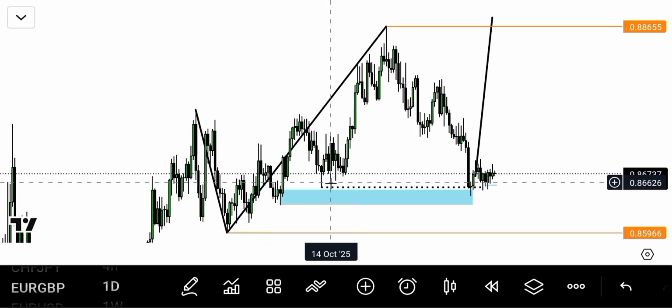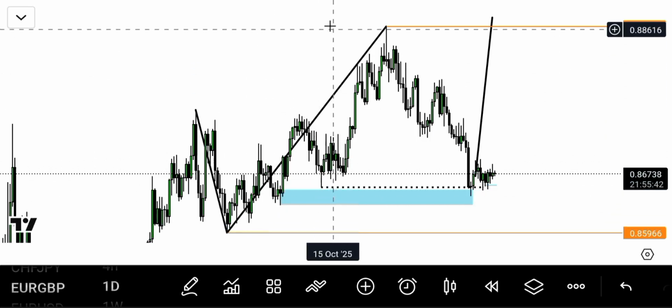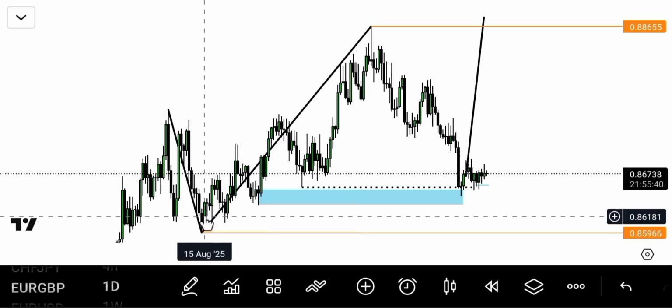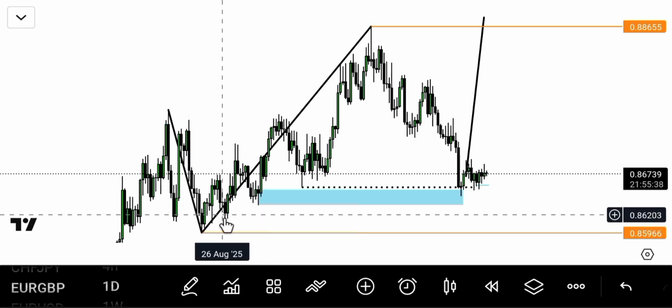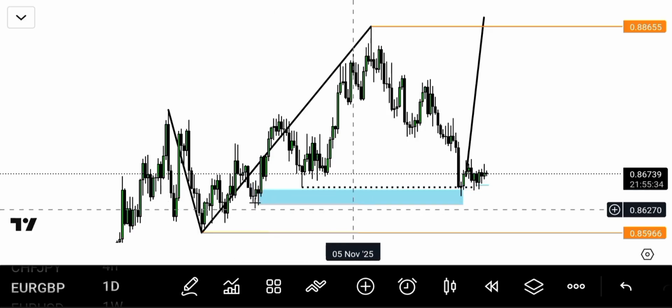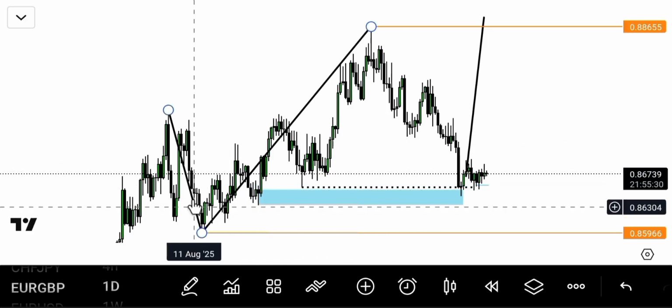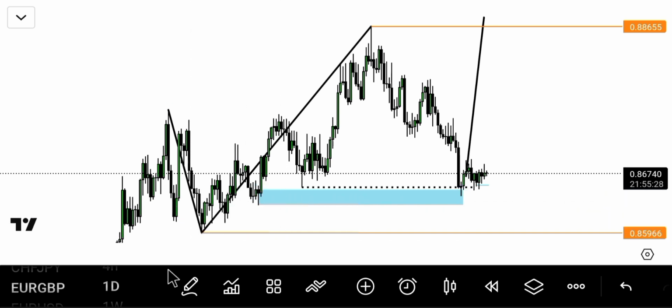Why do we choose this one at least? Not at the extreme, but rather in between the move. Because, number one, this other block has been mitigated multiple times. Number two, this one actually has structural liquidity. The inducement liquidity is close to it, and we actually have a sweep of structure in the 4 hour time frame.